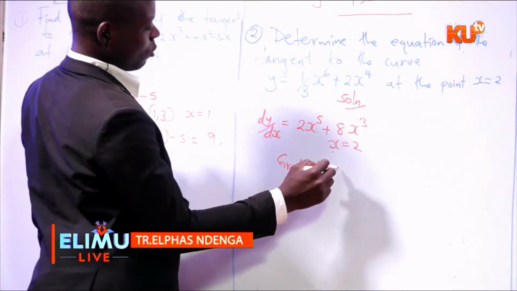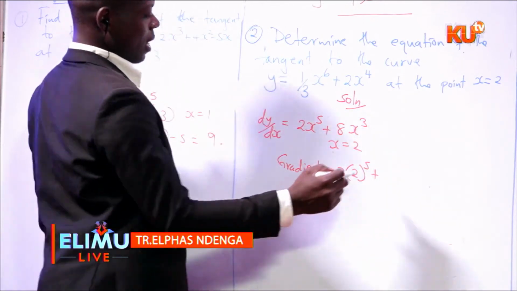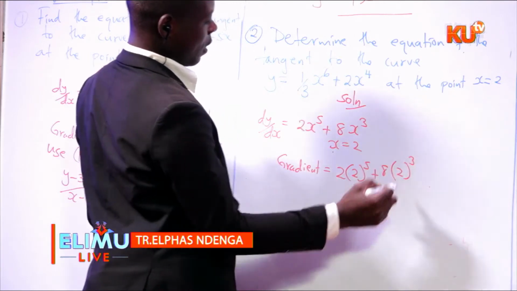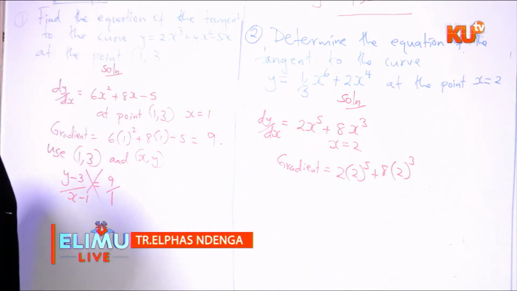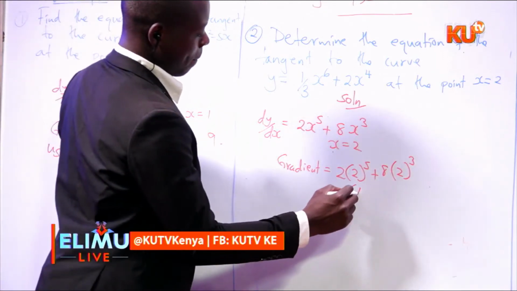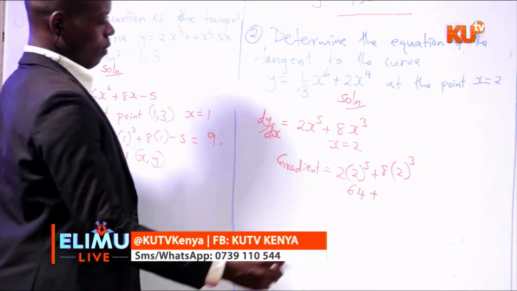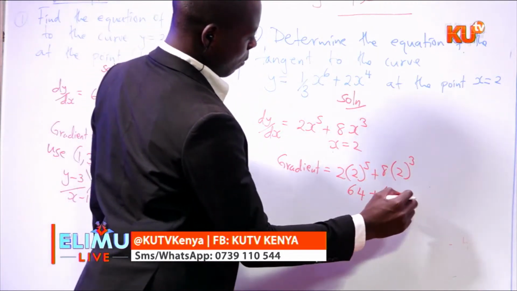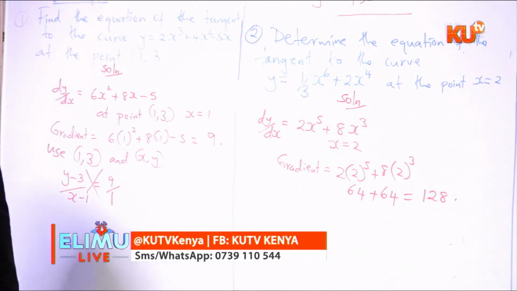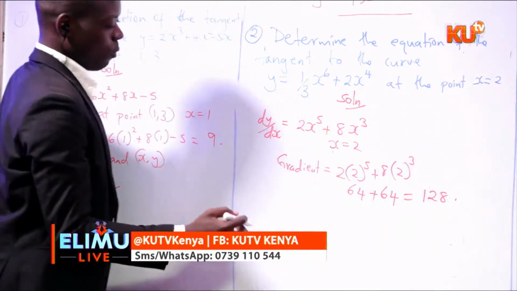So when x is 2, the gradient will be equal to 2 into 2 power 5 plus 8 into 2 power 3. 2 power 5 is 32 times 2 is 64, plus 2 power 3 is 8 times 8 is 64. Therefore, our gradient is 128.